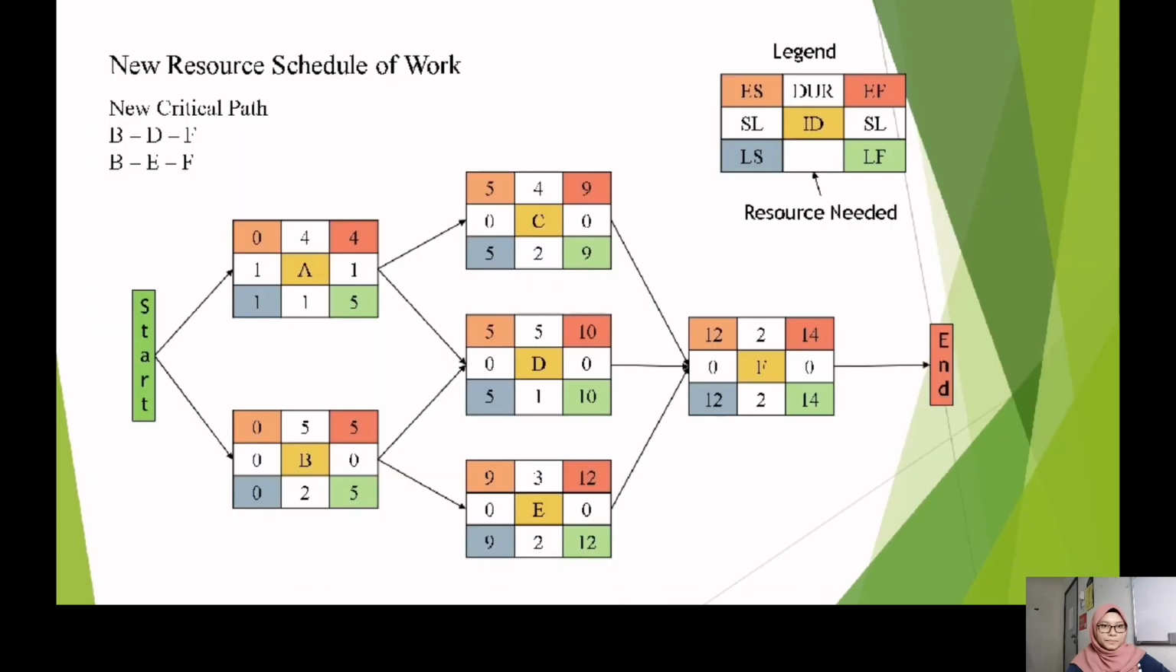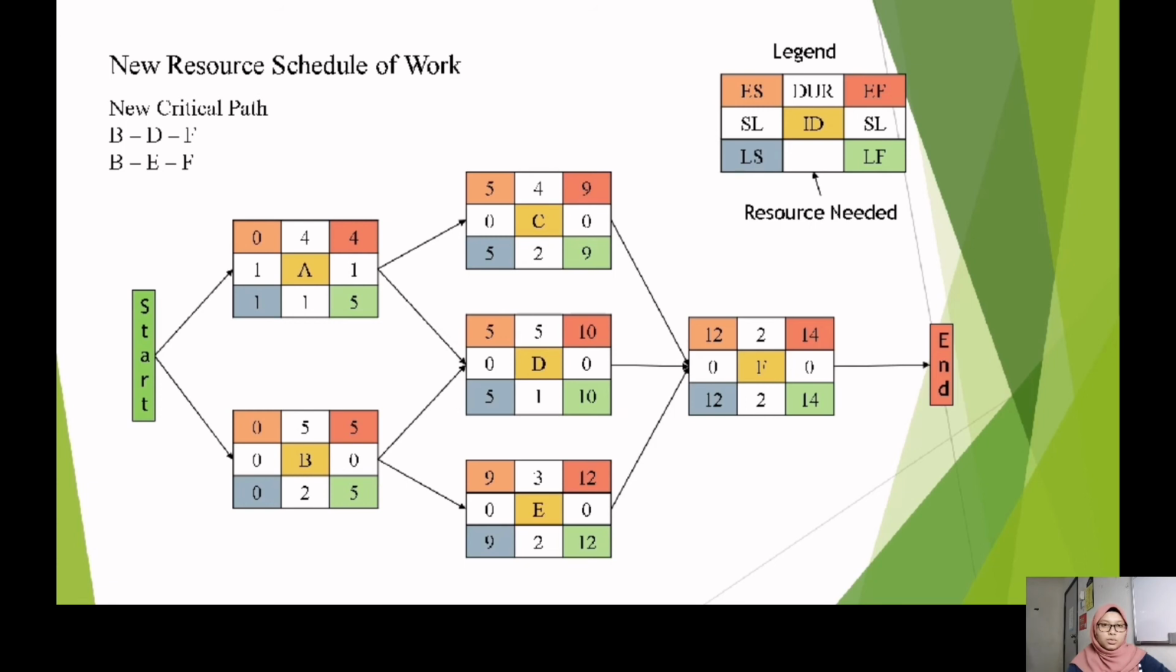From that, we build a new resource schedule work, which starts at A and B. First we fill in the earliest start and late finish: for A 0 and 5, B also 0 and 5, ID C 5 and 9, ID D 5 and 10, ID E 9 and 12, and lastly ID F 12 and 14.